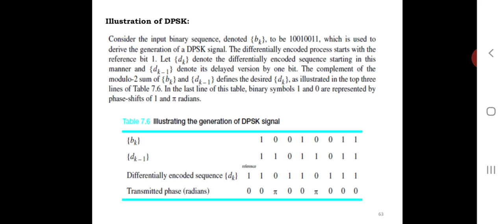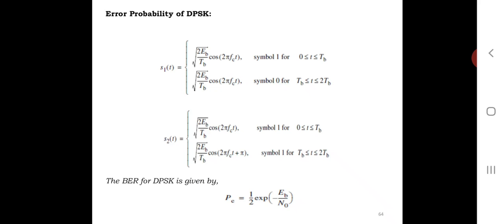So exactly we are taking the XOR operation here, and the last row represents the phase shift with respect to the bit changes. If 1 is transmitted, there is no phase change, it is unchanged. When 0 is transmitted, there will be a 180-degree phase shift. So next we'll move to the error probability of DPSK.